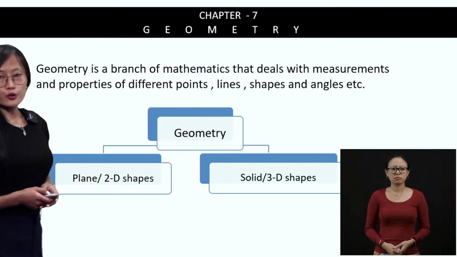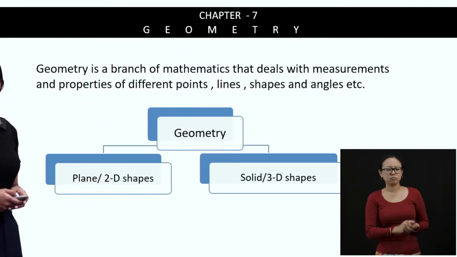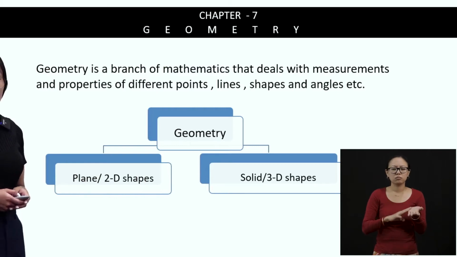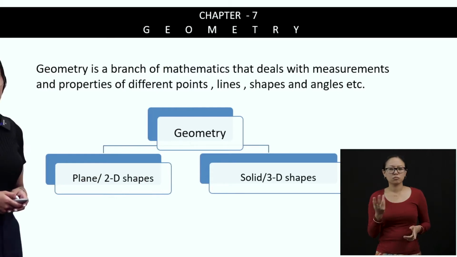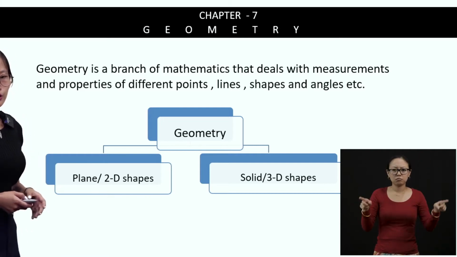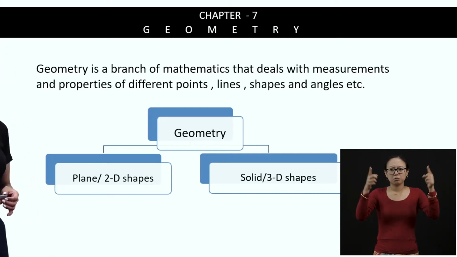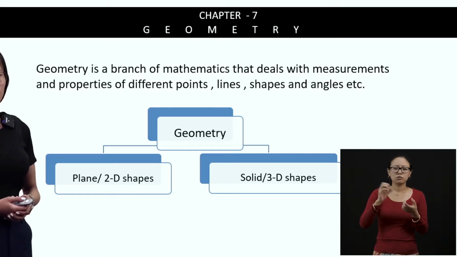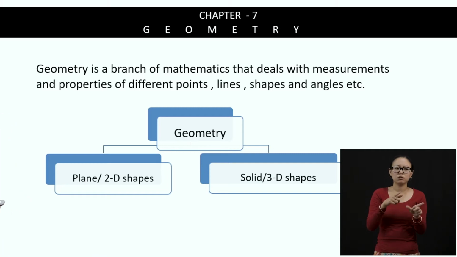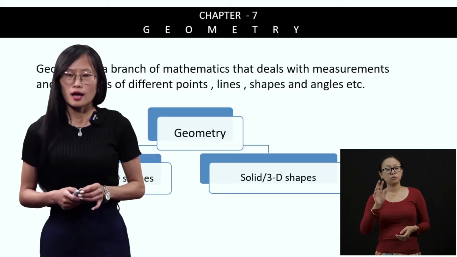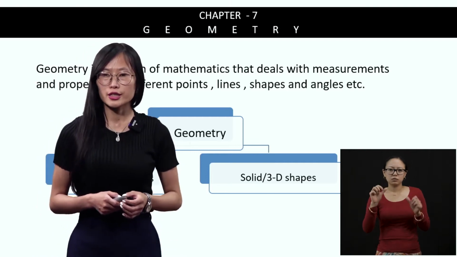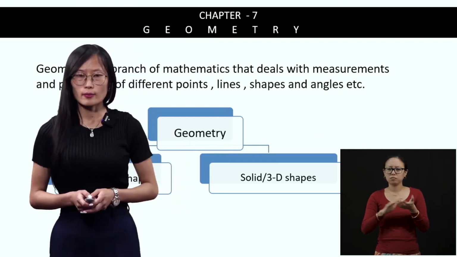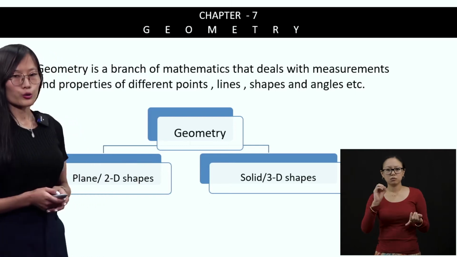Geometry is a branch of mathematics that deals with measurements and properties of different points, lines, shapes, and angles. It deals with different shapes, the position of angles, and diagonals. Geometry is divided into two groups. The first one is plane shapes and the second one is solid shapes. Plane shapes are also called 2D shapes and solid shapes are also called 3D shapes. Let us first discuss plane shapes or 2D shapes.